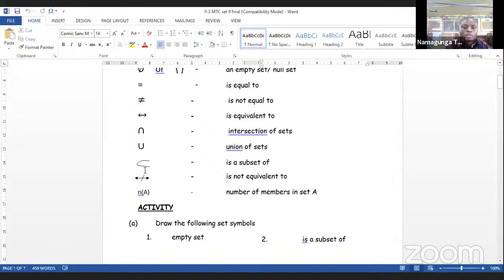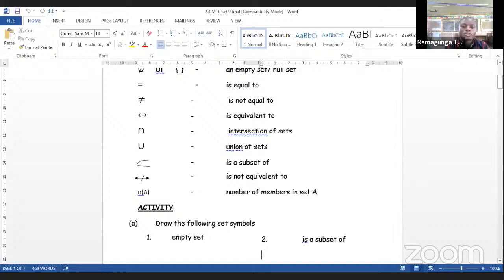So after the symbol of a subset, we have is not equivalent to. You write this one of equivalent to, then you cross it out. You put a small slash this way. Then this one we have number of members of set A. That is the given set, like number of A. And here we have our activity.